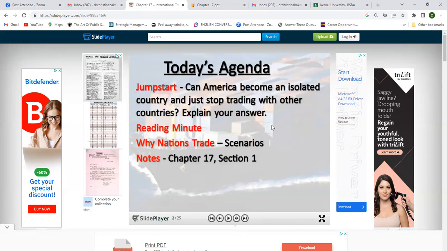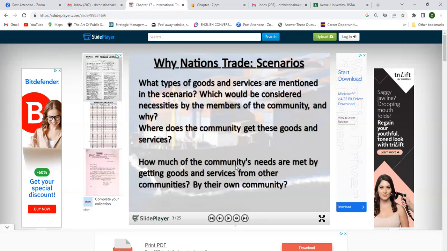So looking at this, we can ask: can America become an isolated country or just stop trading with other countries? What types of goods and services mentioned in this scenario could be considered necessities by members of the community, and why? Where does the community get these goods and services? How much of the community's needs are met by getting goods and services from other communities?